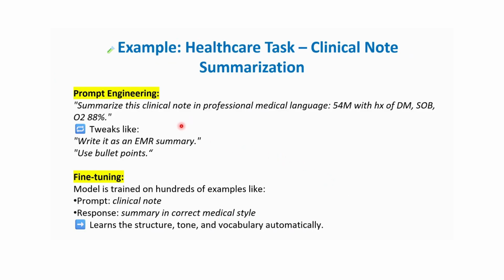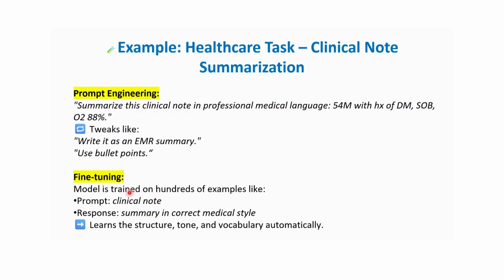So I just thought this is an example to show the differences between prompt engineering and fine tuning. Summarize the clinical note in professional medical language. So this is the prompt given. We can check the model before going to fine tuning by tweaking the prompts. To check whether it is already a domain expert, we can tweak the prompts and see if it is able to answer. That's what is prompt engineering.